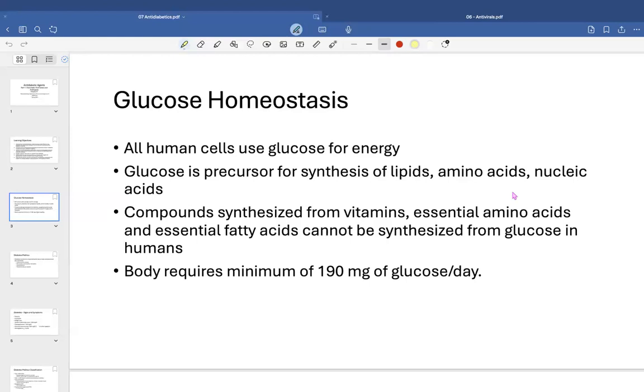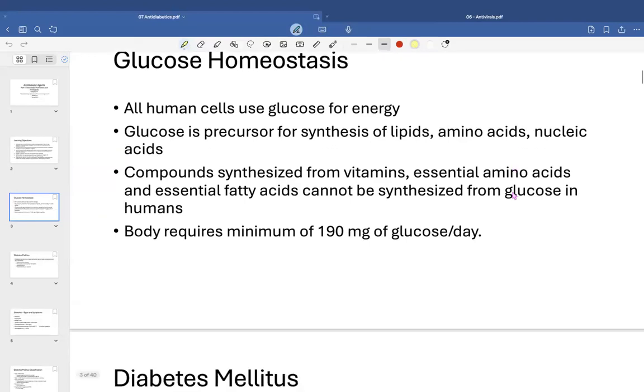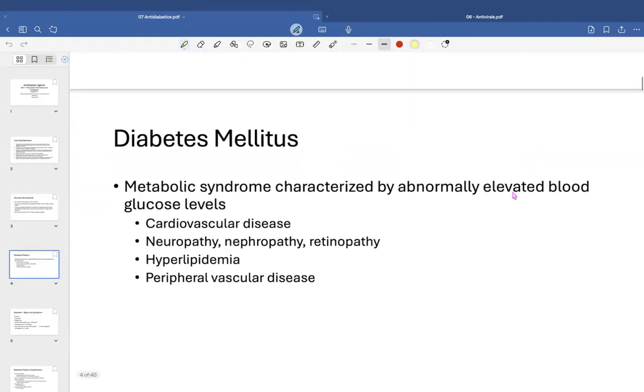Diabetes is a metabolic syndrome that's characterized by persistently abnormally elevated blood glucose levels. And of course, complications include cardiovascular disease, microvascular disease, neuropathies, nephropathies, retinopathies, other metabolic issues such as hyperlipidemia and peripheral vascular disease.